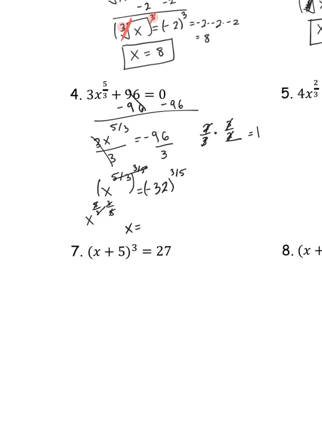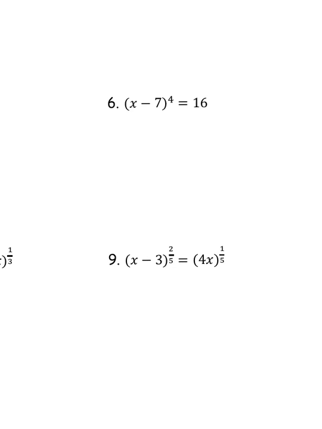In your calculator, you can type -32 in parentheses, just like I have it, to the 3/5. And you should get -8. Okay, so my answer is x equals -8. Let's take a look at number 6.